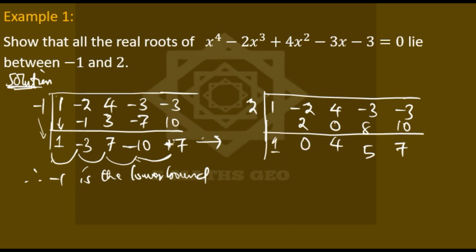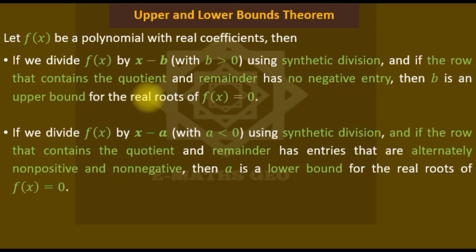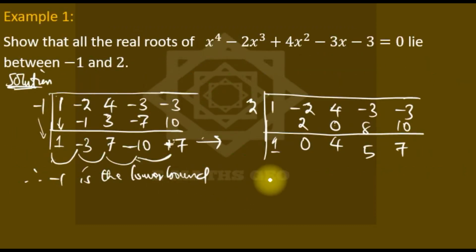Yes, because they said for it to be an upper bound, there is no negative entry. So therefore 2 is the upper bound. So we've proved that.